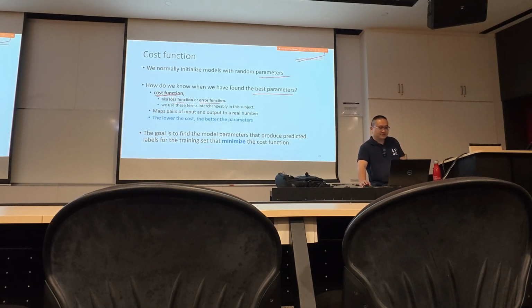And the goal of a cost function is to map input and output to a real number. Normally, this real number represents the error made by the model. So normally we want a small error, so we want to optimize the model such that the output error is smallest. The lower the cost, the better the parameters. The cost function measures the cost, so we want it to return as small a cost as possible after training.